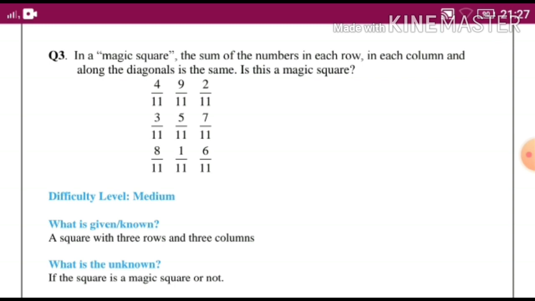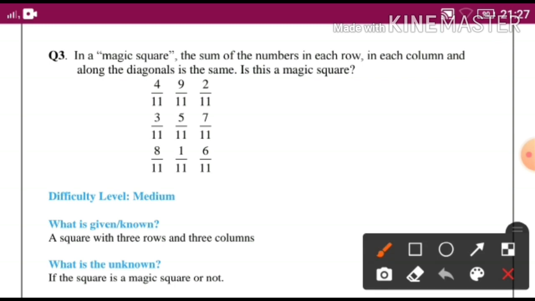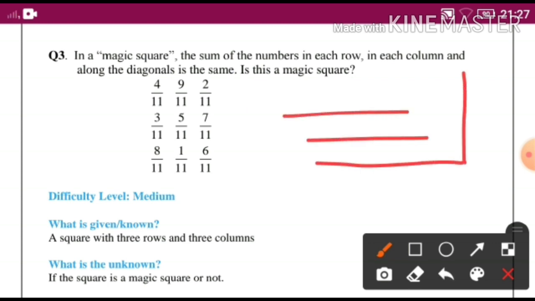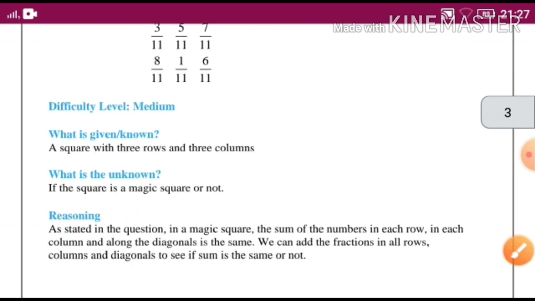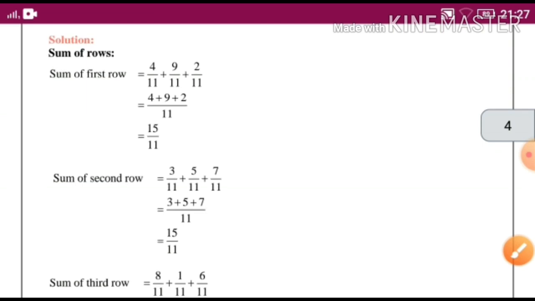As you know, in a magic square, the sum of the numbers in each row, each column, and each diagonal is the same. So we have to find out whether this is a magic square or not. Okay, so let's find it out. So this is your solution.